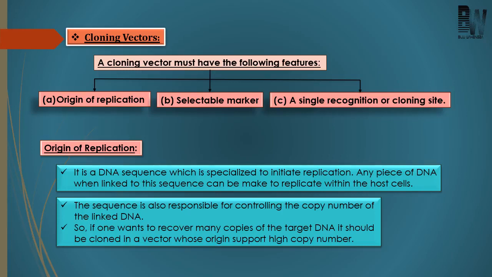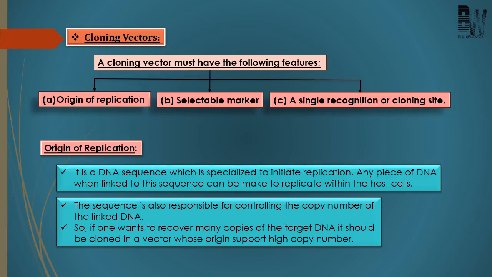So first come to origin of replication. This origin of replication is the sequence present in the DNA from where the replication will begin or initiate. That is, a cloning vector should possess an origin of replication. Why? So that it can self-replicate inside the host cell. This is the point.